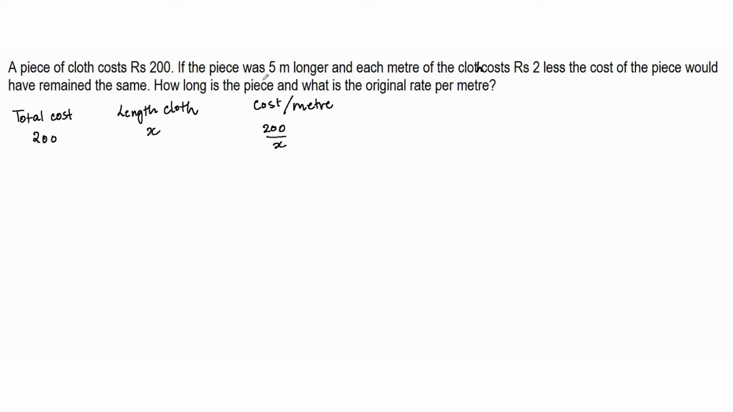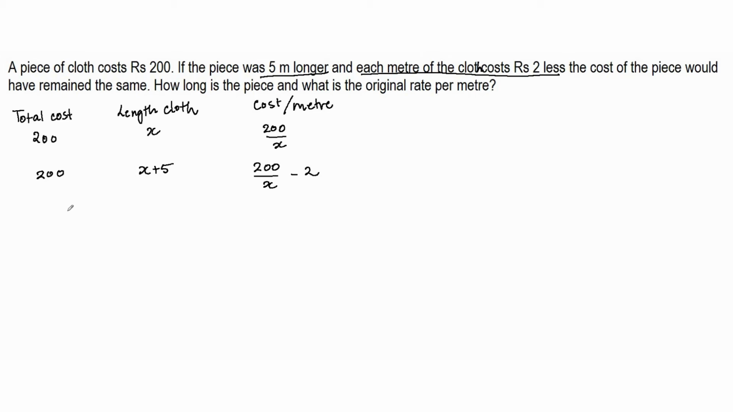Now if the piece was 5 meters longer, so the length was x plus 5 meters, and each meter of the cloth costs rupees 2 less, that is as compared to the cost in the first case, that is 200 upon x minus 2 as the cost per meter, then the cost of the piece would have remained the same. So the total cost would have still remained 200, right?